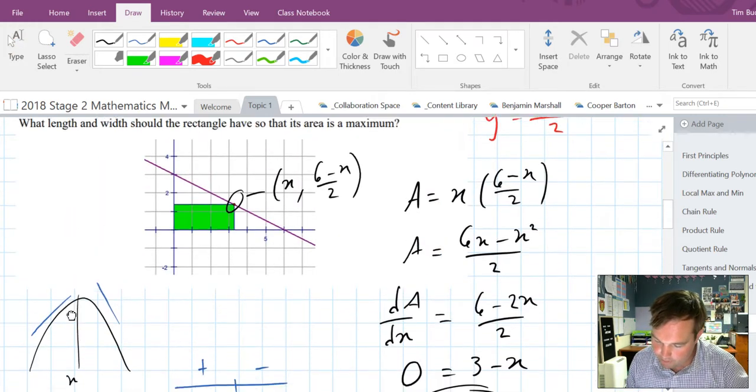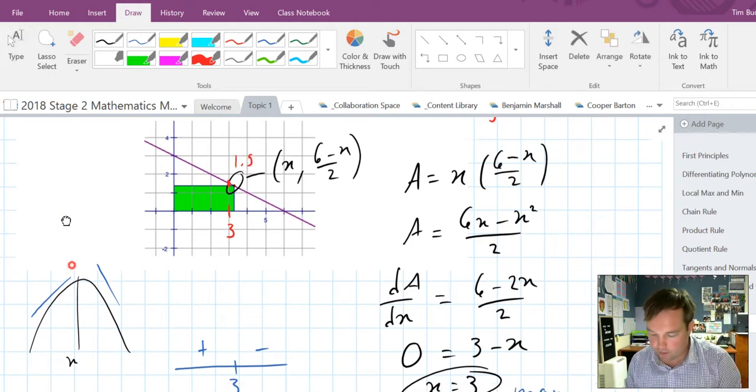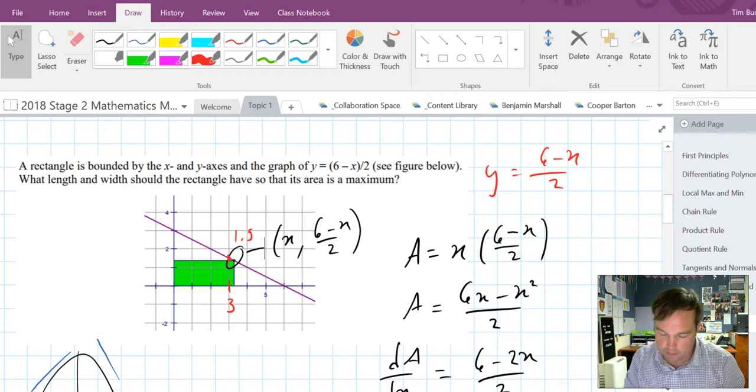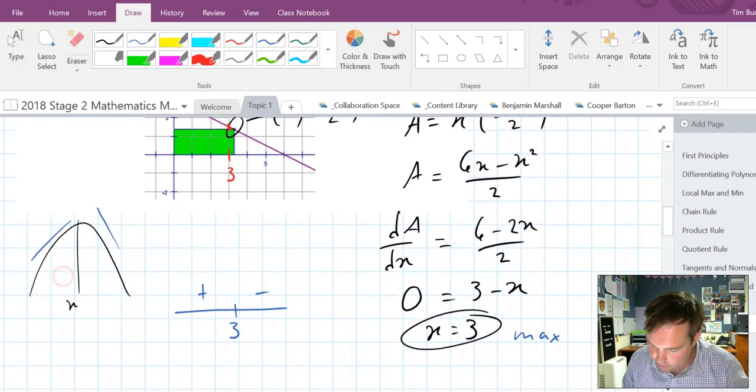And then to sub in the point, well, 3 take 3 on 2 is 1.5. And you can see they've almost drawn the maximum because they wanted to maximize it: 3 in, which gives us 1.5 up. And that would be the maximum area you can get. So that would be the length and width, 3 and 1.5.